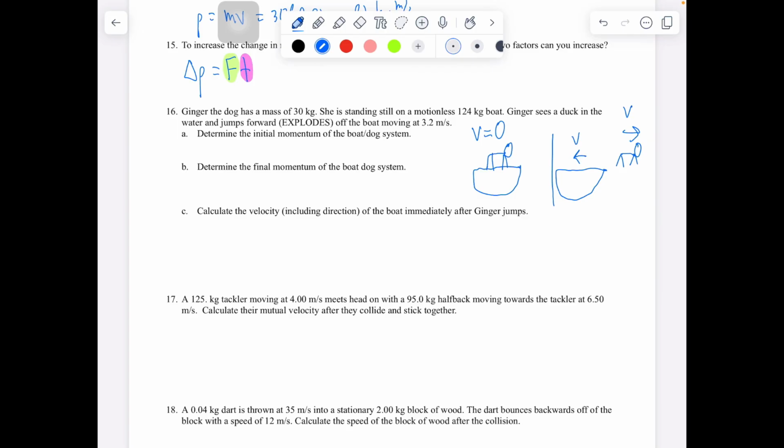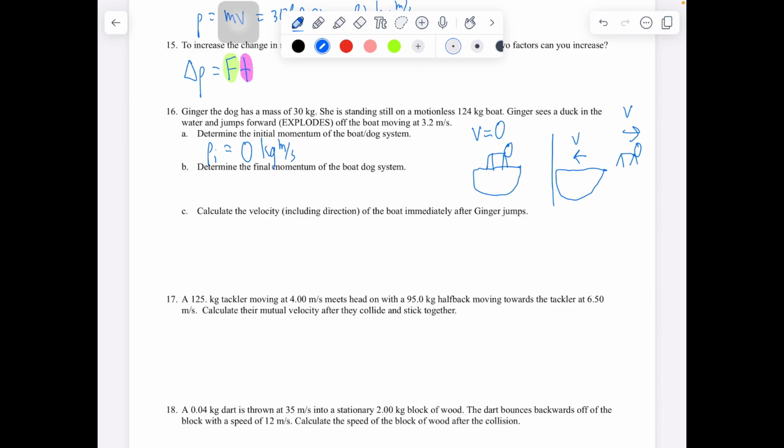How do we get there? Well, let's start with part A. Determine the initial momentum of the boat-dog system. Well, initial momentum is just the mass of the system multiplied by the velocity the system's moving at. Well, the boat's not moving. We have no velocity. If we have no velocity, we have no momentum. So that initial momentum of the system is 0 kilogram meters per second.